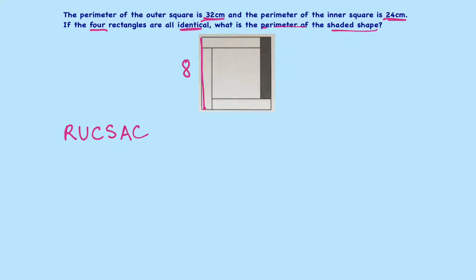And then it also tells us that the perimeter of the inner square is 24 centimetres. Well, this is the inner square, and that's 24. Now again, it's a square, which means all four sides are the same. So to find the length of one of the sides, we're going to do 24 divided by 4, which is 6. So that tells us that the length of one side of the inner square, the shorter length here, is 6.